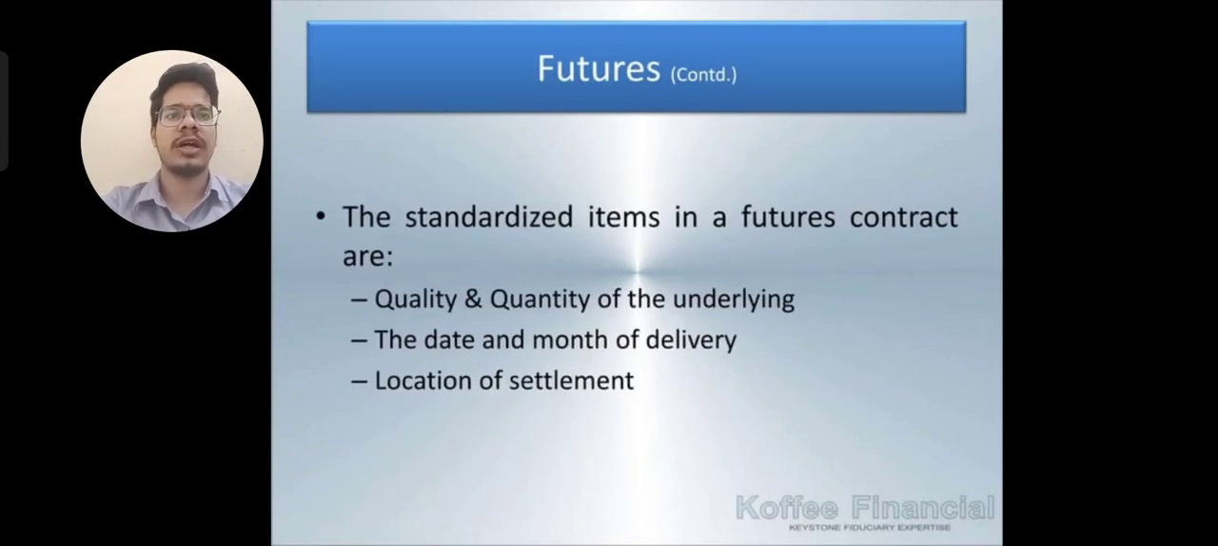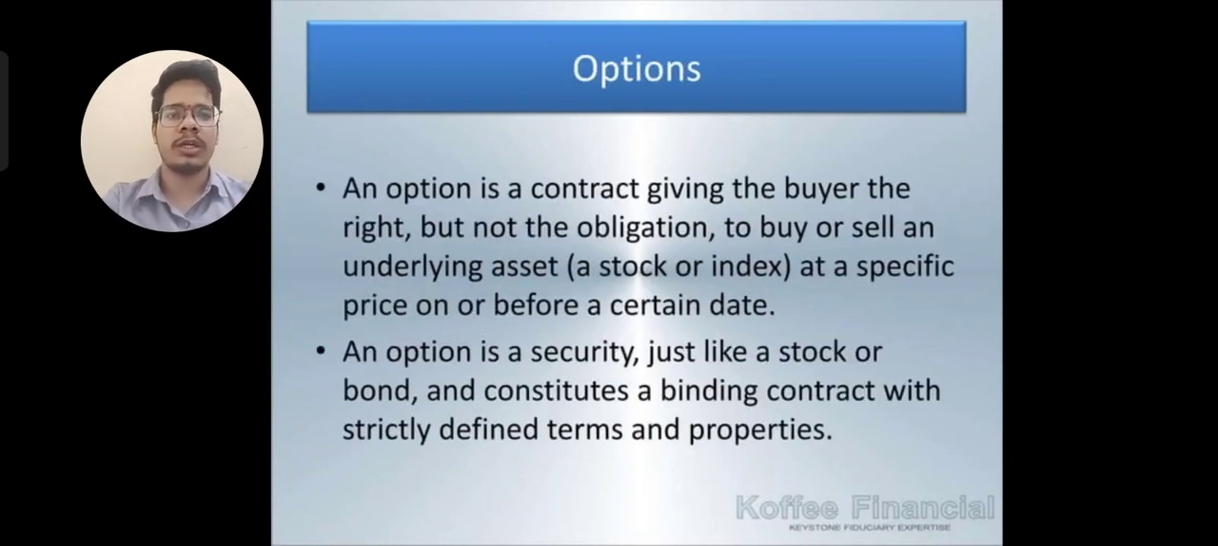The standardized items in future contracts are the quality and quantity of the underlying, the date and the month of the delivery, and the location of settlement.